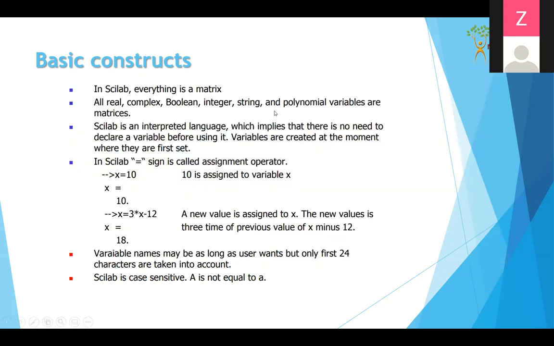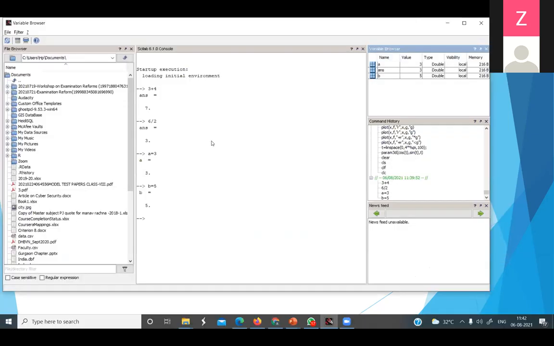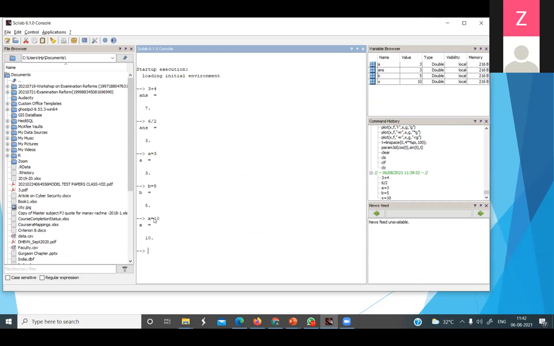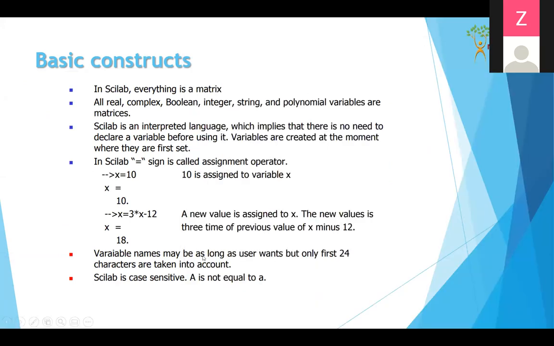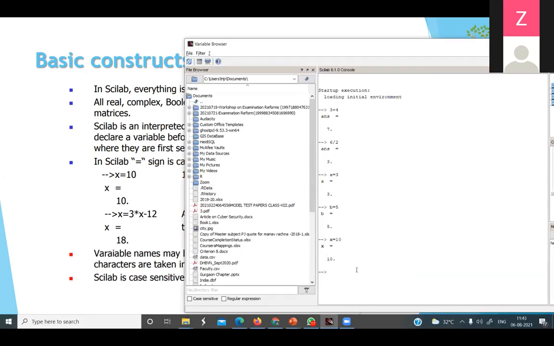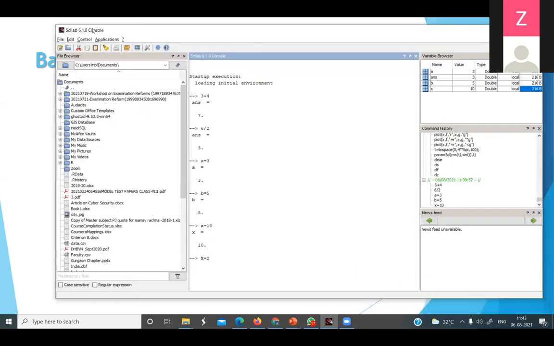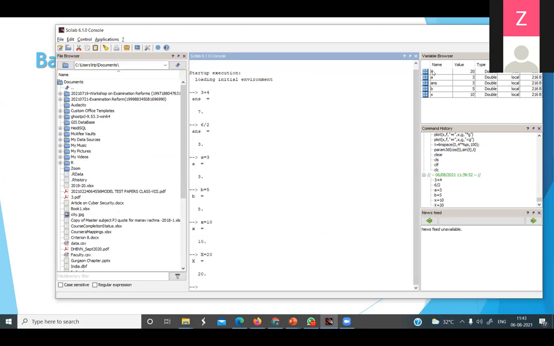In our editor, I can use this command, x equal to 10, and this value is assigned to x. It is shown here that the data type is double, it is a local variable, and the memory it is consuming is shown. Variable names may be as long as the user wants, but only the first 24 characters are taken into account. Scilab is a case sensitive language, so small a is different from capital A. So this is small x. In case of capital X, it will be a totally different variable, as you can see here, capital X and small x.